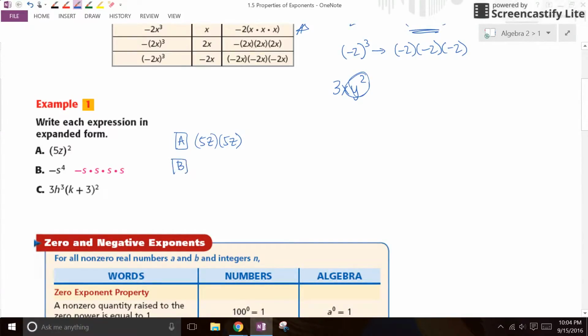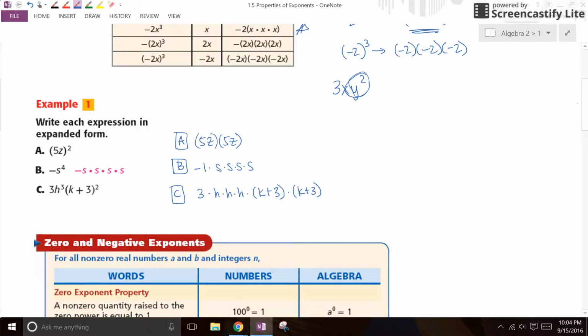You can see B, I forgot to erase the answer there, but you can see that it was a negative 1 times an s, s, s, s. That's really how I would write it, negative 1, and then there were 4 s's. Or what about the last one, C, kind of the trickiest of the group? I see a 3, and then I see an H, and an H, and an H. And then I see a k plus 3 twice. So I put little dots in there so you can see them all. But that's everything that's in part C.